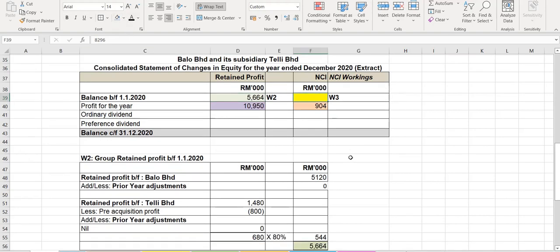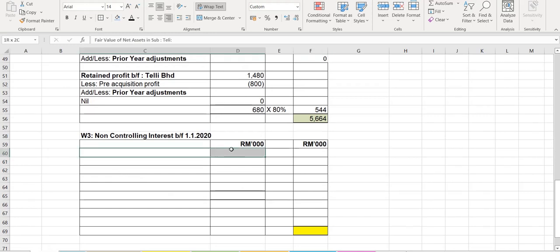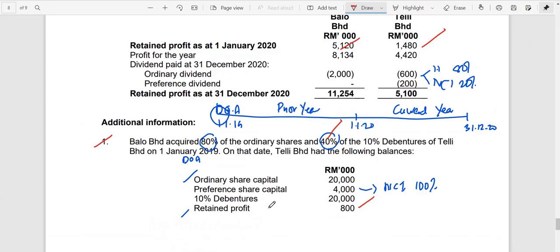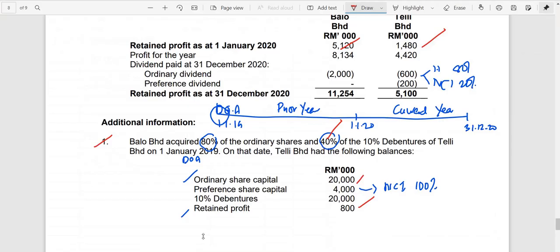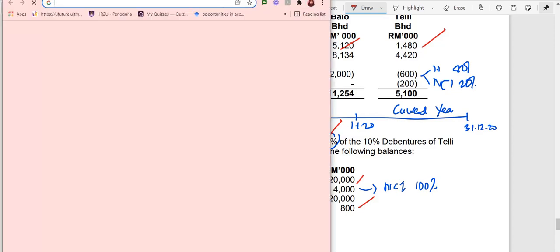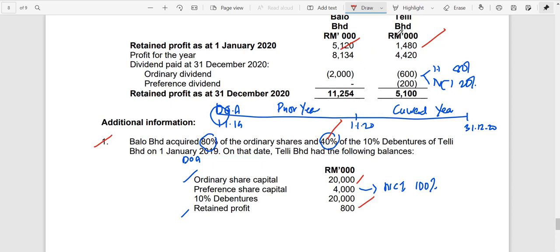Then we go on and find the non-controlling interest, which is similar. First you need to go and find out what is the fair value of the net assets of the subsidiary on the date 1st of January 2020. Right, so first you have to include the ordinary shares, assuming no changes to the ordinary shares balance. The ordinary shares was 20 million, given in the question. Then you need to include the retained profit of the subsidiary, not the one on the date of acquisition, but the one on 1st of January 2020. It is here, 1480.